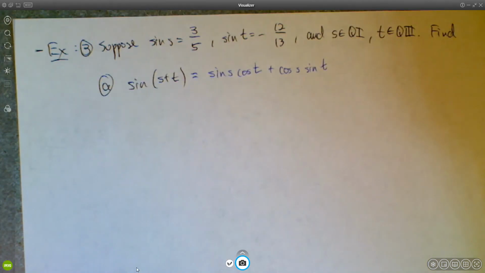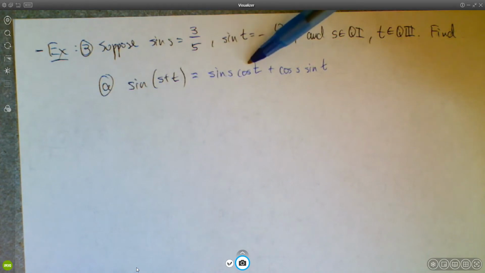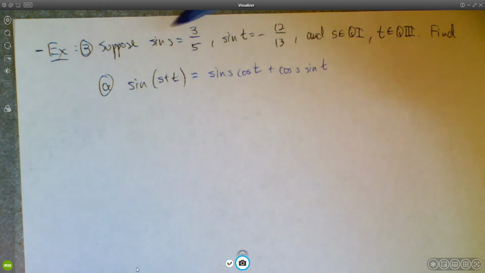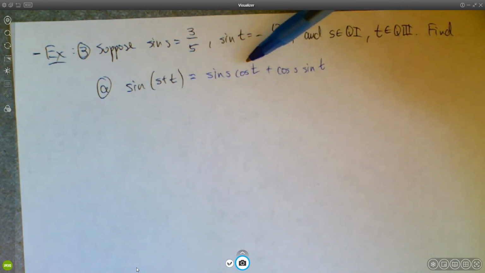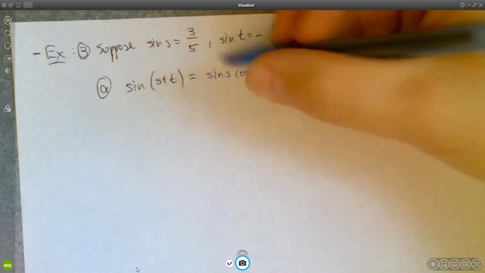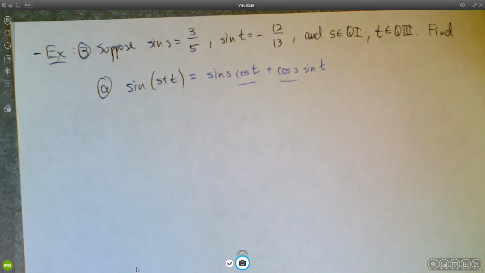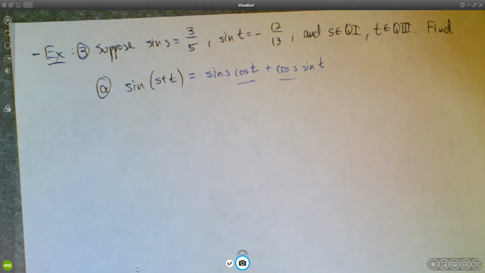I wish they would use different letters than S and T because S starts to get confusing. But anyway, there's the sum formula. So what do we need in order to complete this problem? We need to know sine S, which we've got. We need to know cosine T, which we don't have. We need to know cosine S, which we don't have. And we need to know sine T, which we do have. So I think we should try to find cosine T and cosine S before we do anything else.